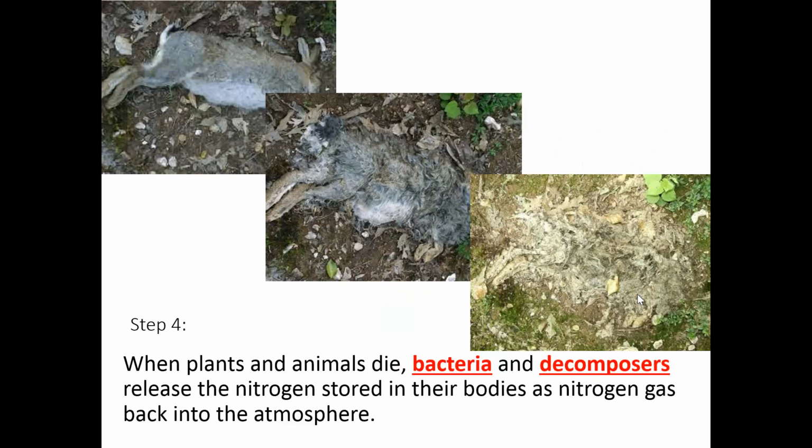And finally, in step 4, when plants and animals die, bacteria and decomposers release the nitrogen that's stored in the bodies as nitrogen gas back into the atmosphere. And then the nitrogen cycle begins again.